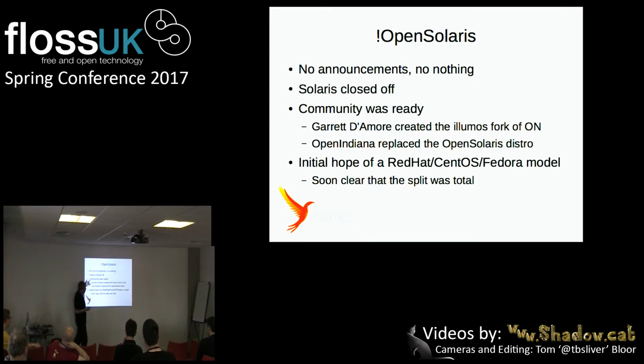So there were two threads to this. Now, Illumos is basically the code base for SunOS and Solaris. It had another name briefly for a few days until Garrett discovered that name was already taken.